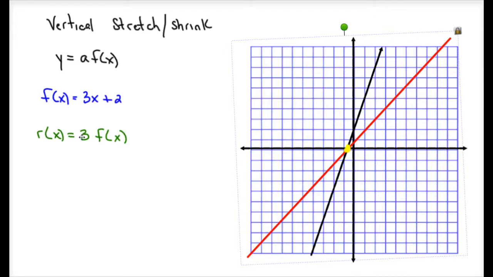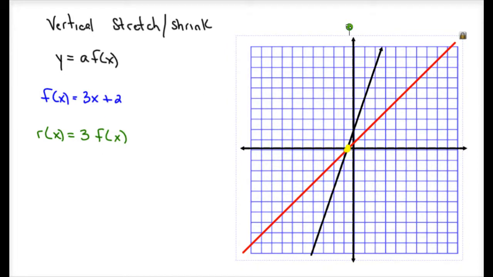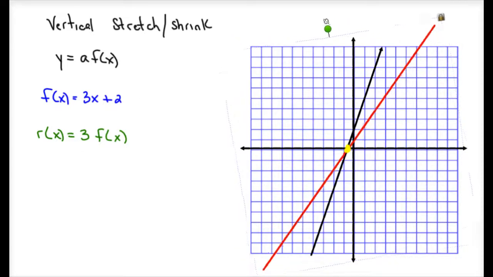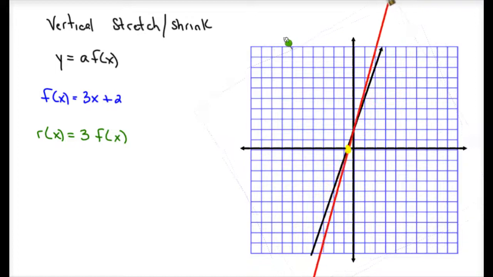All right, so now I have 3 times f of x. What's happening to my slope? Is it increasing or decreasing? What's going to happen if I multiply by 3? My slope is going to start to increase. So your line is going to get steeper and steeper.